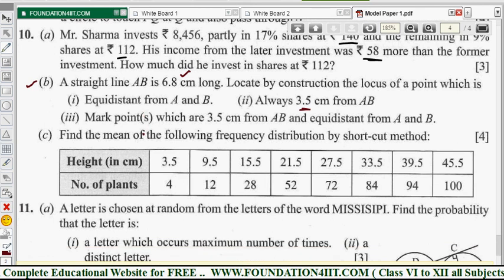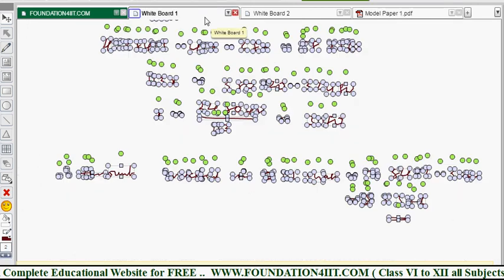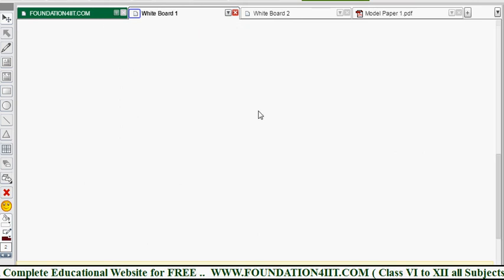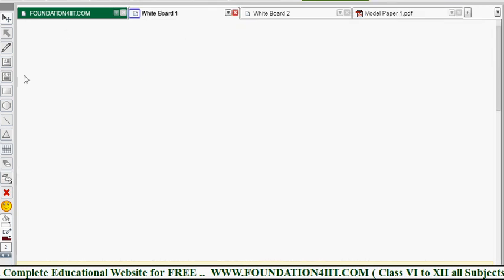And now the next one: find the mean of the following frequency distribution by the shortcut method. We'll find the mean using the shortcut method formula. We need to make a table for this. The table is given with heights and number of plants. Heights in centimeters and number of plants are given. So heights we can take as xi and number of plants as fi.